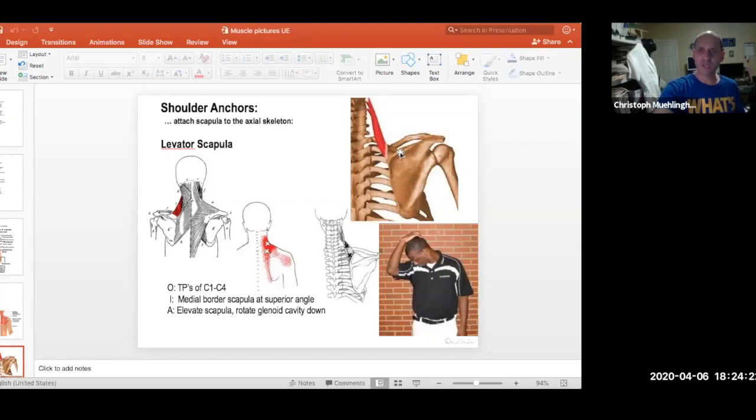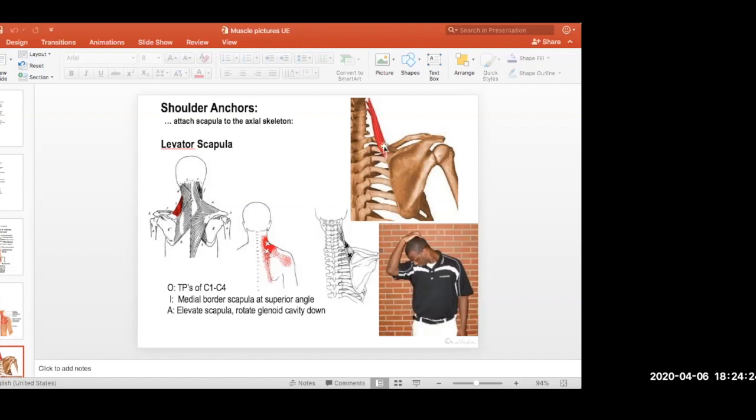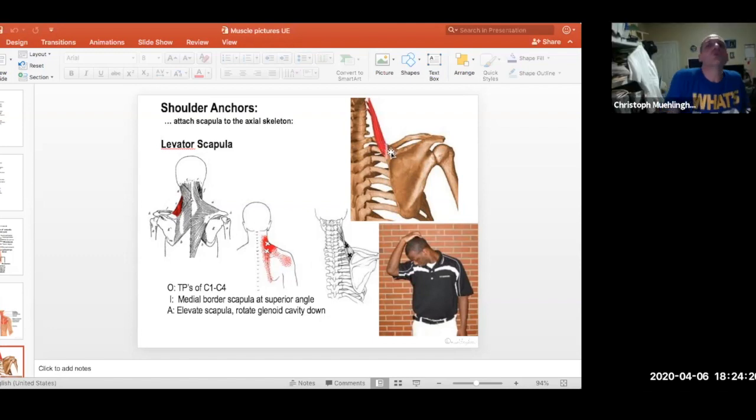If you look at this one, it's a little hard to do, but if you reach your shoulder up to your neck, like your boss is mad at me kind of stuff, like you go up like that, then this muscle from right here contracts and goes up into the neck, and so it elevates that shoulder blade.